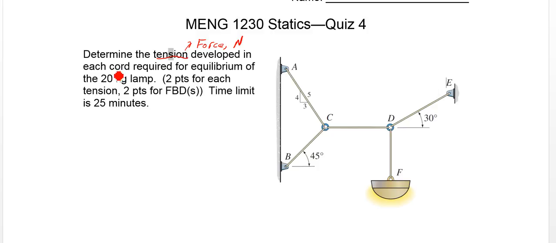We're looking for each chord. I should have been maybe more specific. I'm looking for AC, BC, CD, and DE. DF I know from the weight. And then I need free body diagrams, FBDs, for each point here. As we look at our sketch, we also know that the mass of the lamp is 20 kilograms.